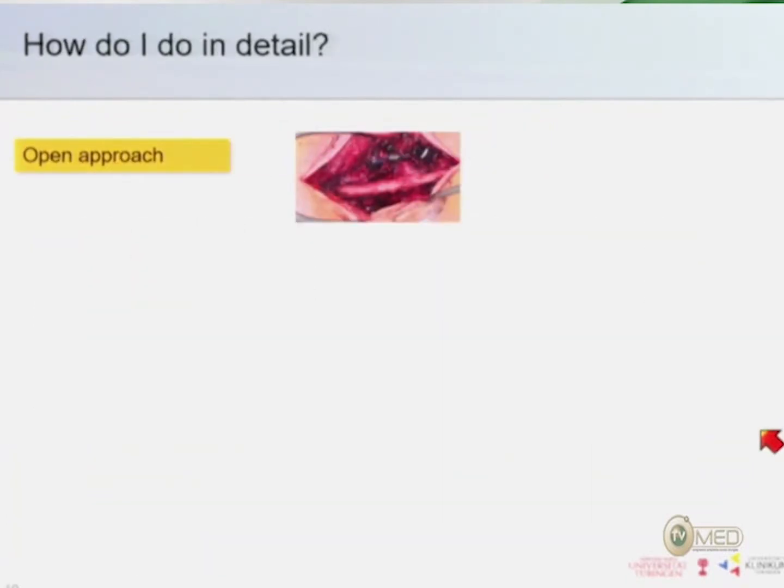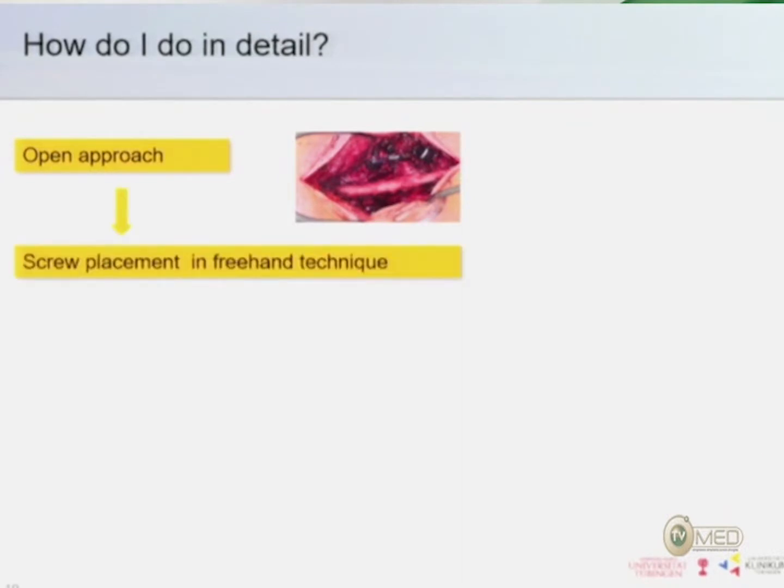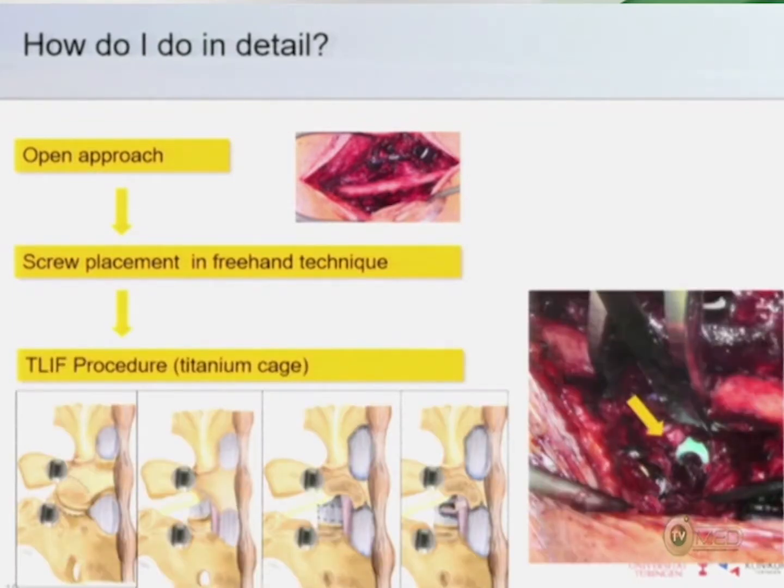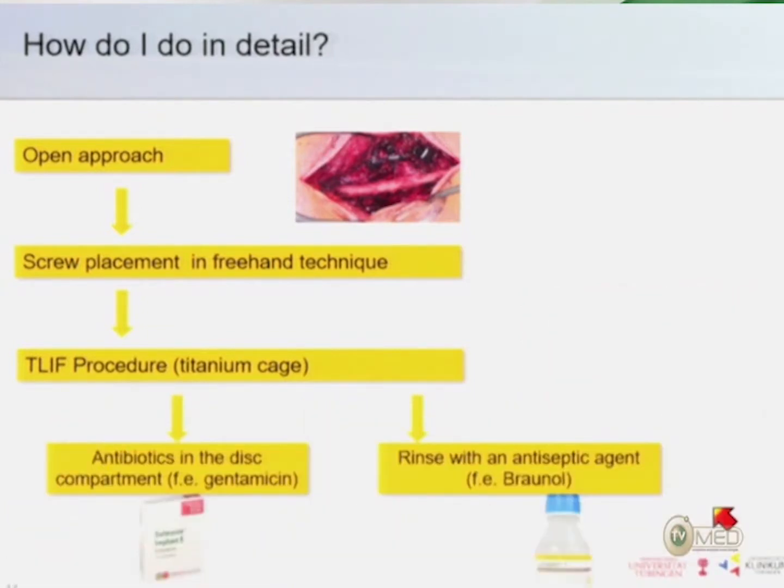How do I do it in detail? I normally do an open approach, screw placement in my clinic with freehand technique. Then I do the TLIF procedure with a titanium cage, open up the foramen, mobilize the nerve, and then you can open up the intervertebral disc space. Here you see the cage. I think it's very important to add some antibiotics in the disc compartment. I usually take gentamicin, and you have to rinse with an antiseptic agent, Lavanid or Prontosan, whatever you have in your clinic.